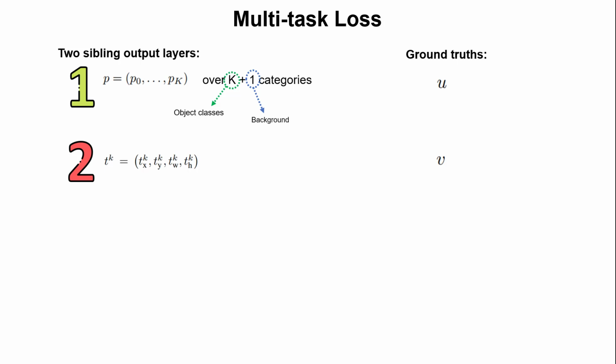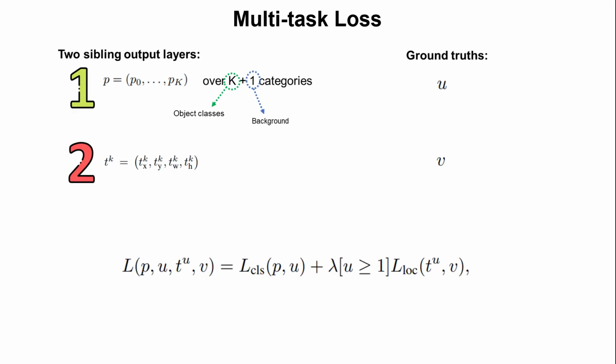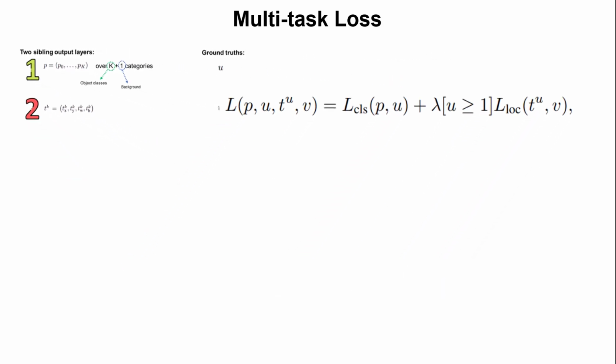Now that we are familiar with what we have at the end, the loss function proposed in the paper has this formula. It receives a vector p for the discrete probability distribution of classes and the corresponding ground truth u. And it also receives a vector t of u and the corresponding ground truth v. It's a multitask loss since it's composed of two losses, one for classification and the other for regression, which I will get to now.